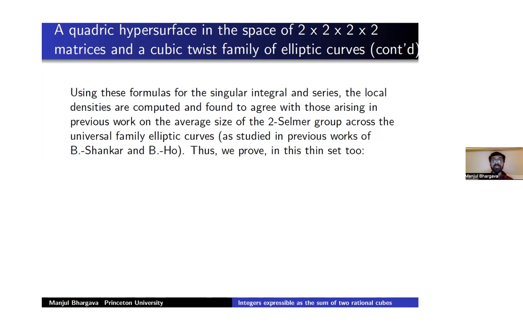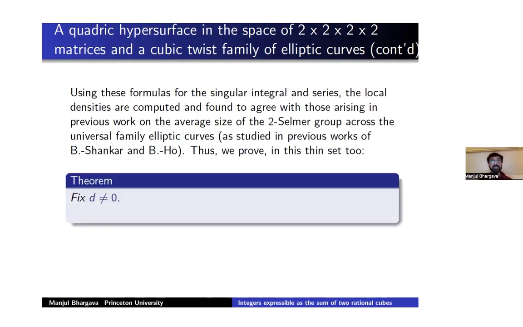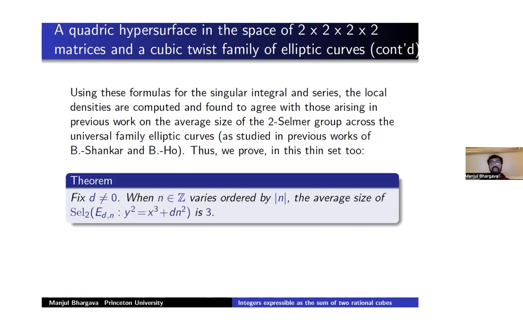And so even in this thin set of elliptic curves, we're able to prove that if you fix D not equal to zero, when n varies ordered by its absolute value, the average size of the two Selmer group of E_{D,n}, where D is fixed and n varies, so there's a cubic twist family, the average size of the two Selmer group in any cubic twist family is 3, which was the same average for the two Selmer group across all the universal family of elliptic curves. So even when we restrict to this thin family where we're just going across cubic twists of j-invariant 0, the average is still 3.